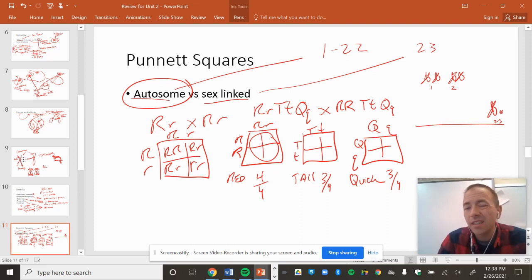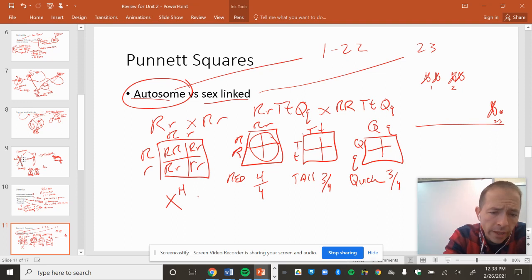But then in a sex-linked, it's slightly different because the X and Y are, well, different, right? The X has more genes on it than the Y does. And so generally, if you talk about like red-green color blindness or hemophilia or Duchenne muscular dystrophy, the X chromosome is the one that holds it. So let's say you had a female that was heterozygous for hemophilia, and then a dad that didn't have hemophilia, making an X, and they have a child, right?